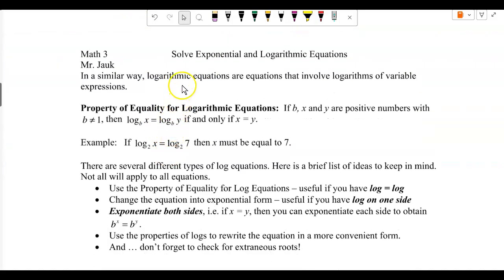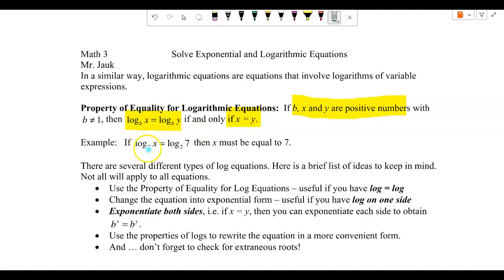In a similar way, log equations are equations that involve logs of variable expressions. Property for log equations: if b, x and y are positive numbers with b not equal to 1, then log x to the base b is equal to log y to the base b if and only if x is equal to y. It means you can drop the logs on both sides. In your mind, you can think that you're cutting the logs if the base is the same. You can't actually show this cutting, but in your mind you can just cut it.